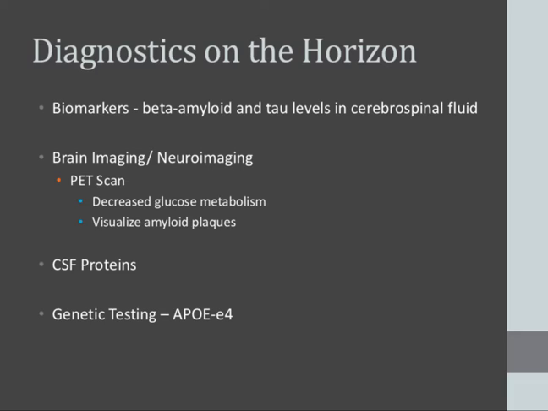CSF proteins. Research suggests that Alzheimer's disease in early stages might cause some changes in the CSF levels, again, of the tau and beta amyloid. So, we can look at those proteins within the cerebrospinal fluid. These proteins that form in a brain are strongly linked to Alzheimer's disease.